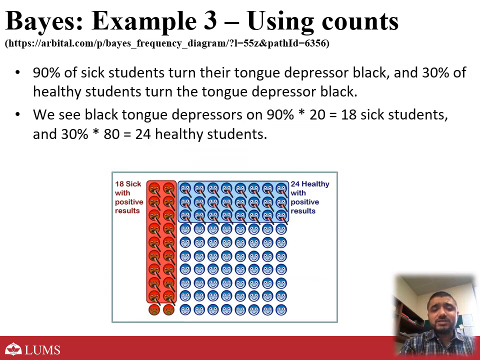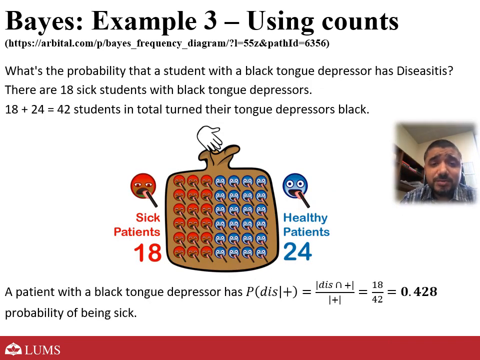So 90% of 20 students turn their tongue depressors black, which is 18 students. ठीक है, 90% of 20, and then 30% of 80 healthy students, which is like 24 students, also turn their tongue depressors black. तो अब आपके पास वो सारे students आ गए हैं जिनके tongue depressors black हुए हैं, जिनका test result positive आया. So what's the probability that a student with a black tongue depressor has diseasitis? So 18 students हैं with black tongue depressors from the sick group and 24 from the healthy group. So you just add it and you find out the total number of students जिनके tongue depressor black आए, all positives.